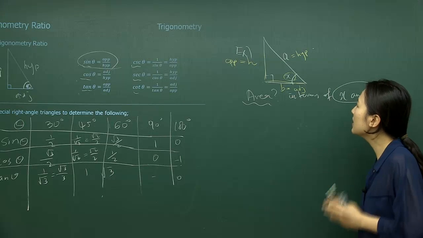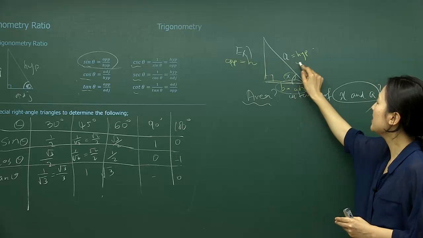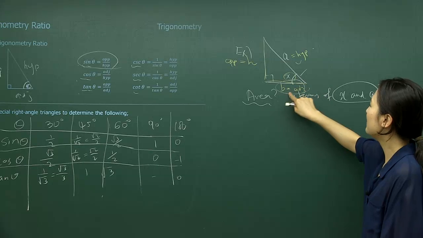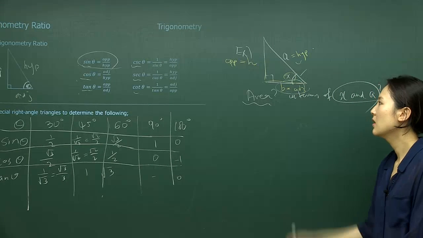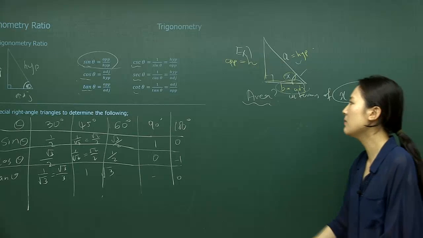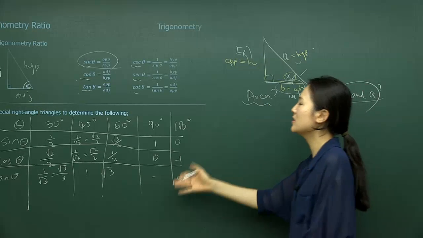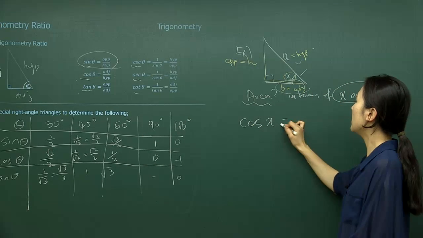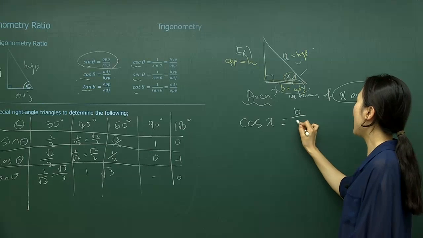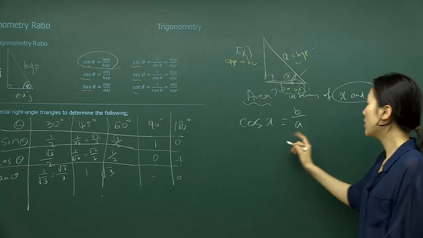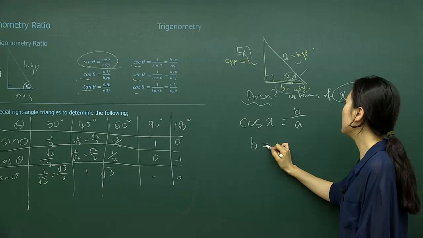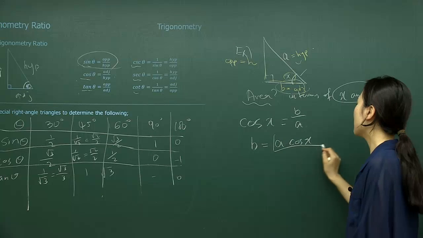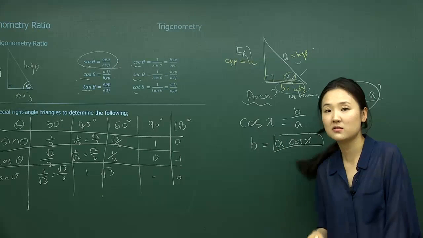So if you're looking for B using A and x, you have to think, oh, how can I get the adjacent knowing the hypotenuse? So we are looking for a relationship between adjacent and hypotenuse, and it's right there. Cosine of the angle x should equal adjacent b over hypotenuse a, right? So b, the base, equals a times cosine of x. I just got my base b in terms of a and x, right?